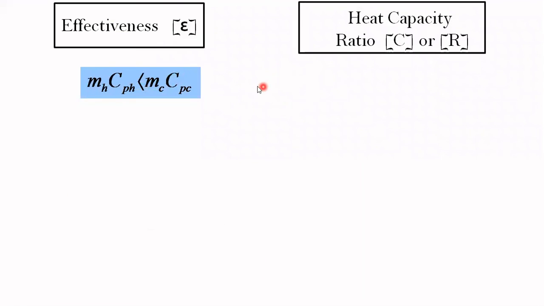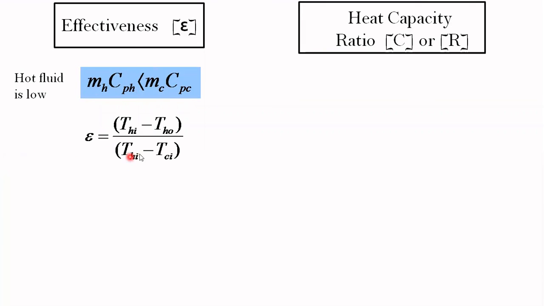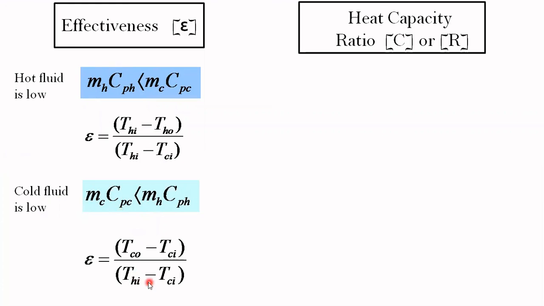So let's summarize how to write down effectiveness and heat capacity ratio again. If MHCPH is less than MCCPC, then you can write down effectiveness this way, always THI minus TCI in denominator. And since for the hot fluid M into Cp is less, you can write down here the temperature difference for hot fluid. And if MCCPC is less, means the cold fluid's heat capacity is less, then always you can write down in denominator THI minus TCI. And since the cold fluid's MCP is less, you can write down the cold fluid's temperature difference, that is TCO minus TCI.